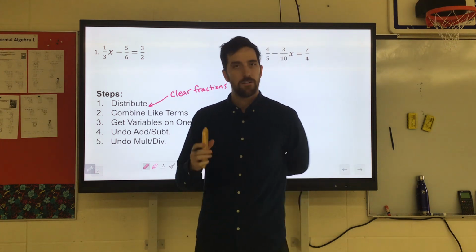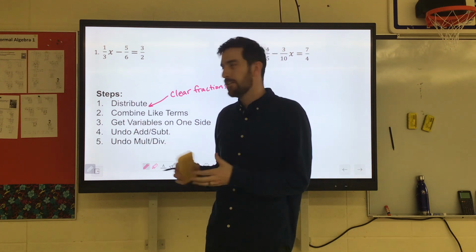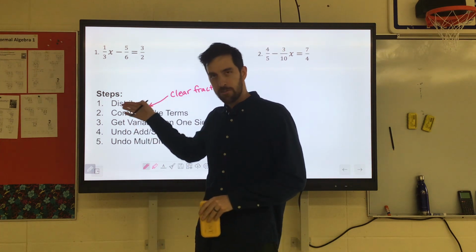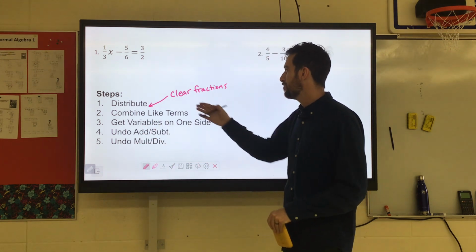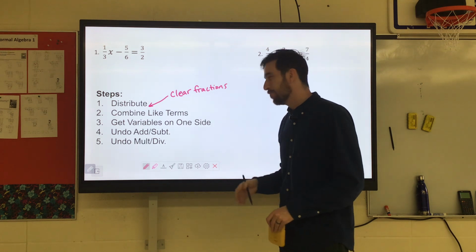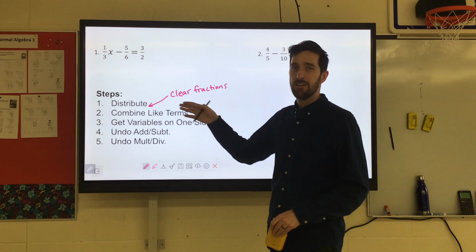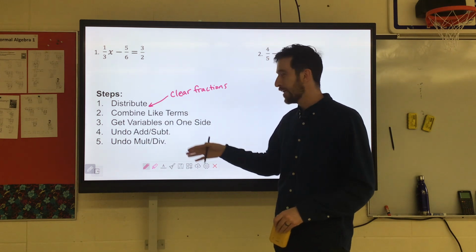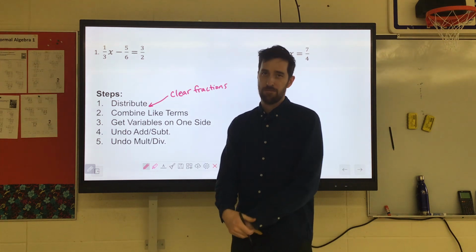Remember, tomorrow on the weekly assessment, you're allowed to use all your notes. This could be included. So step 1, distribute. You know this. That's when there's parentheses. Step 1.5, clear the fractions. Step 2, combine like terms. Step 3, get the variables together. Step 4, undo addition and subtraction. And step 5, undo multiplication and division. I'll give you time to write that.